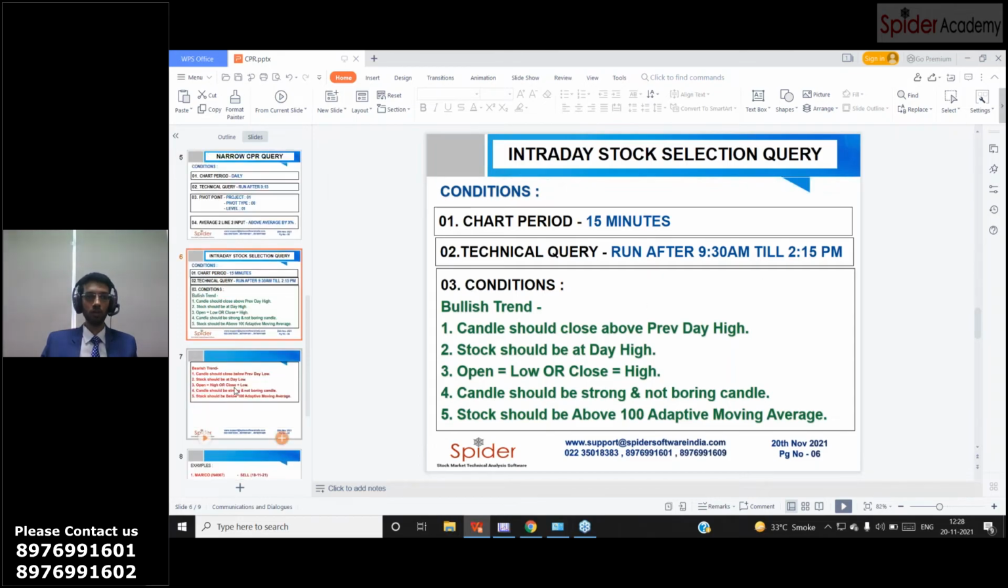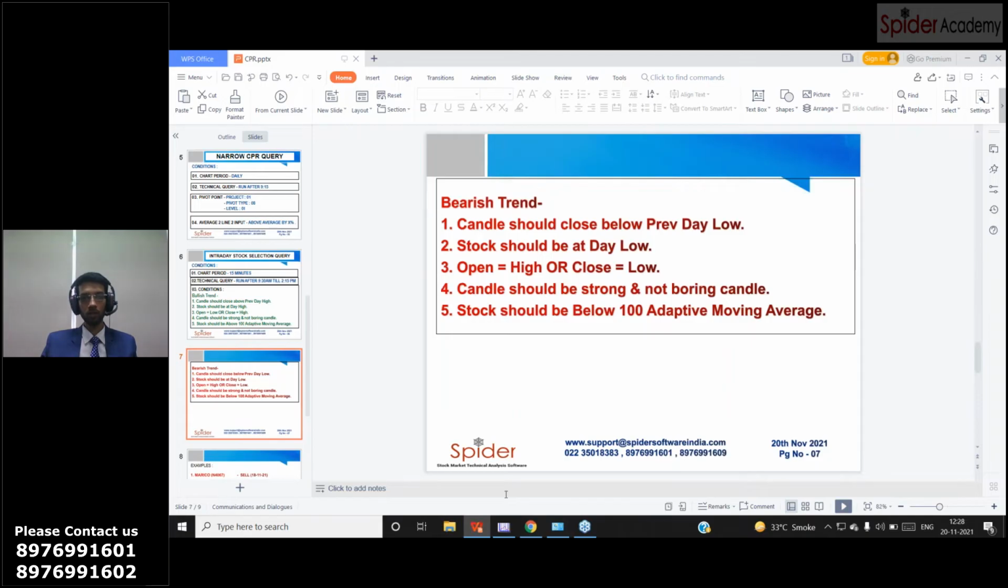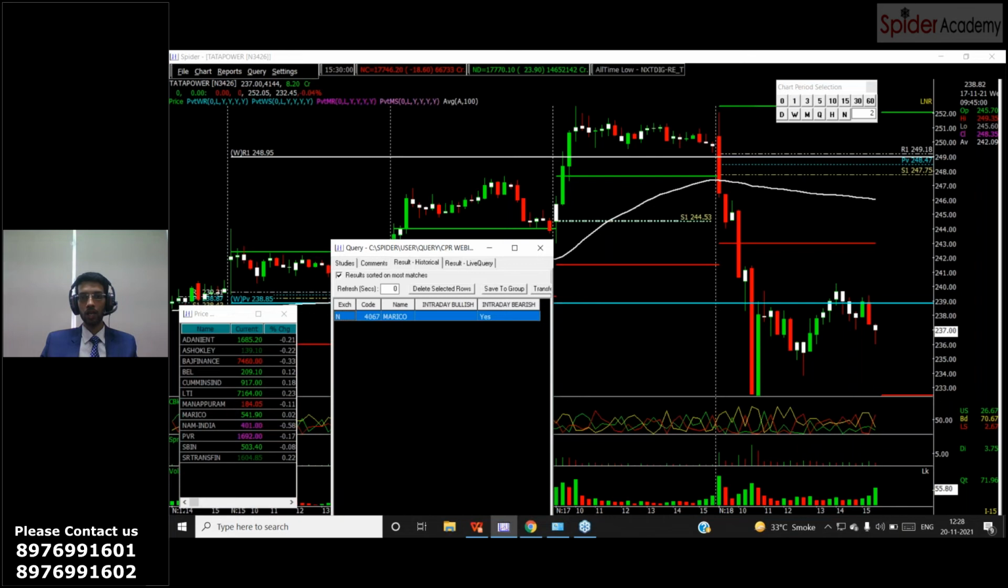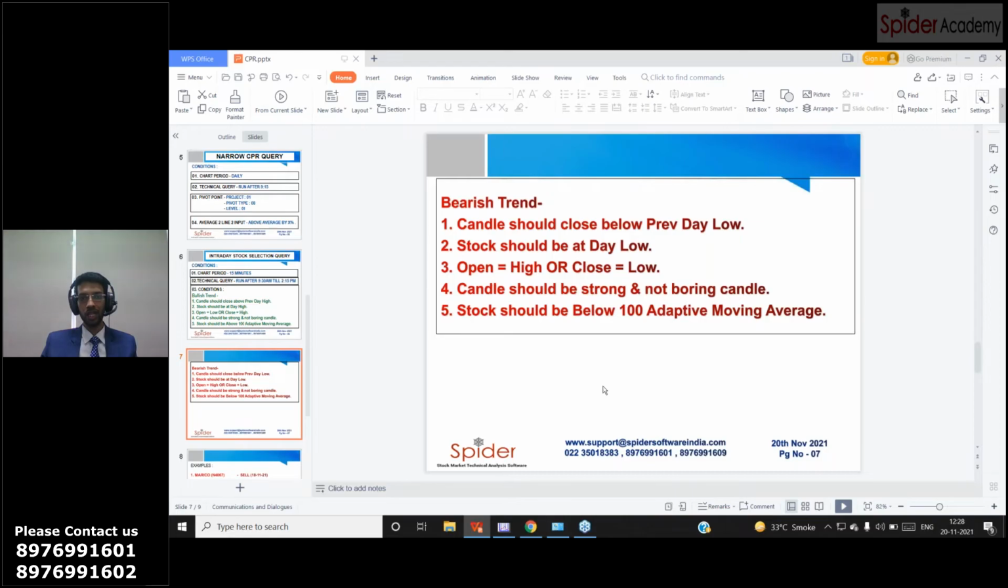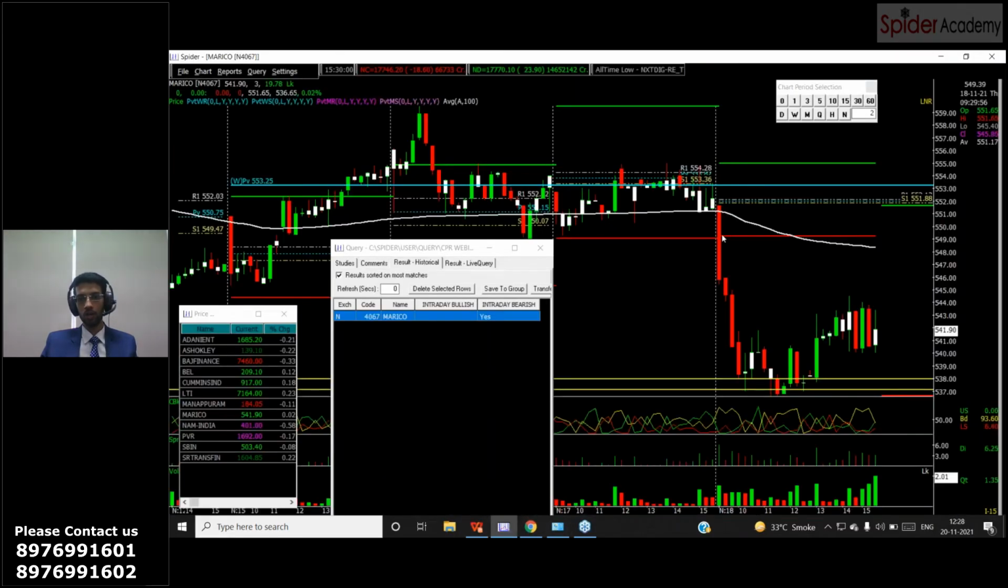Now we go through the bearish trend. So the condition is candle should close below previous day low. Like we saw in Marico, candle is crossing previous day low. Okay, and when you see, stock should be at day low. So you can see at the same time when this candle crosses, this candle's low is at day's low. So this shows that this stock is at bearish trend.